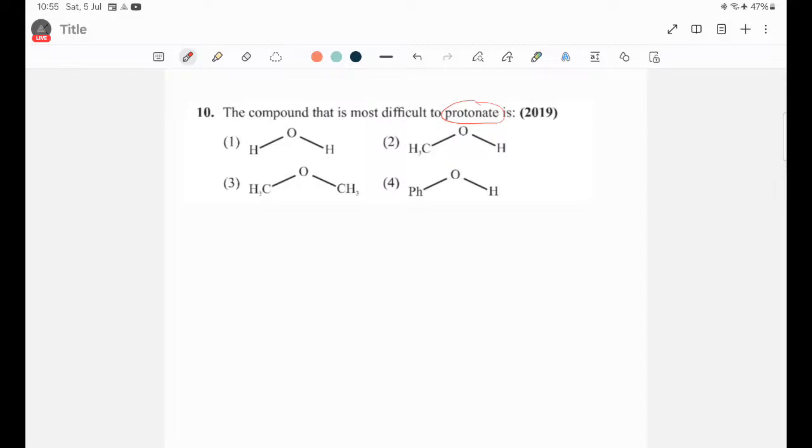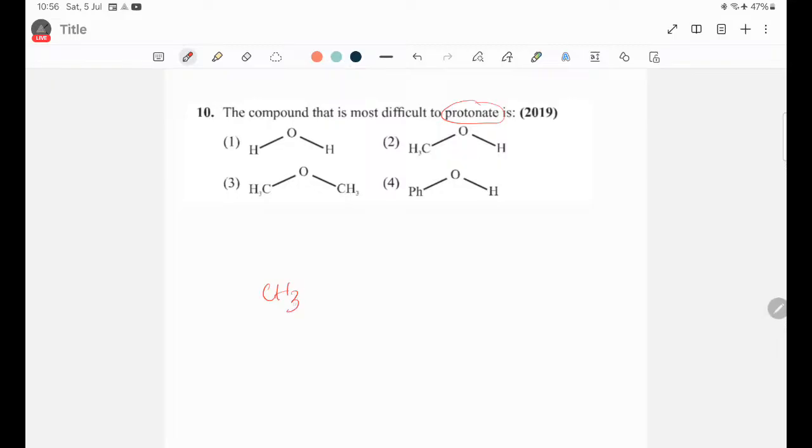What is protonation? Protonation means oxygen bonding with hydrogen. So whoever is acting as the nucleophile, it is the lone pair of oxygen which is attacking, and it is attacking the H plus. Only in that case will it attack, when the availability of the lone pair is higher. If the lone pair is available in greater density on the oxygen, then it will attack. So now moving forward to the conceptual thing.